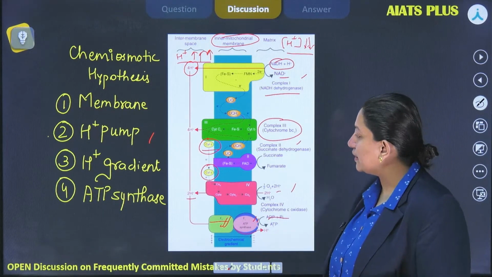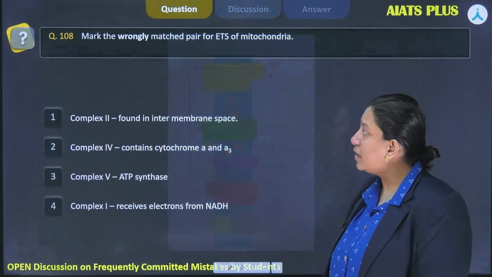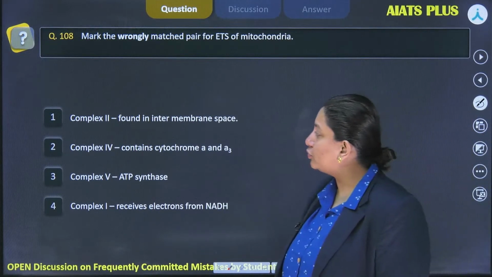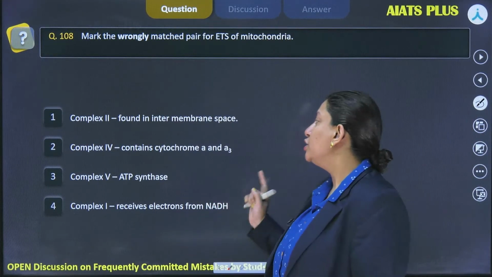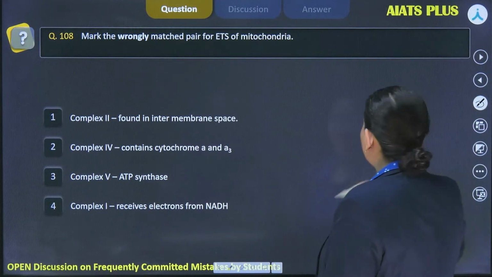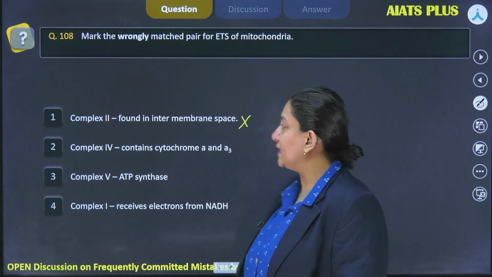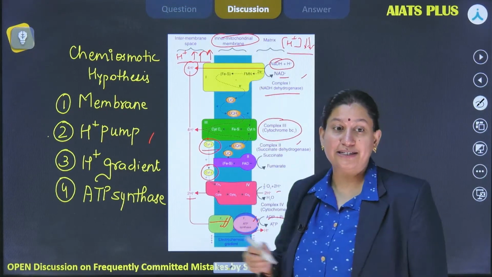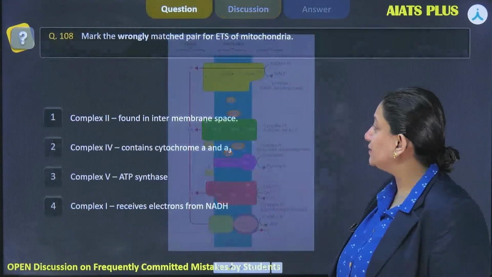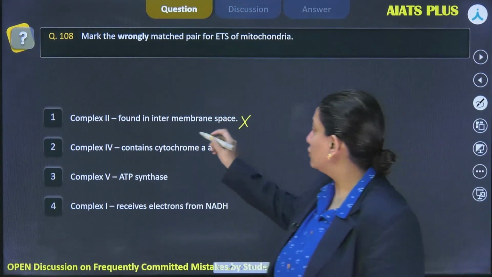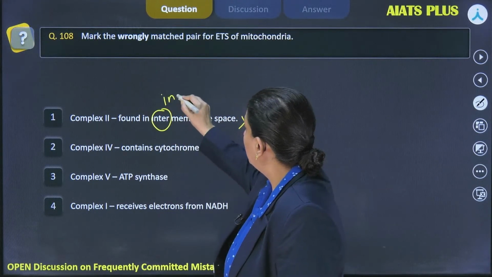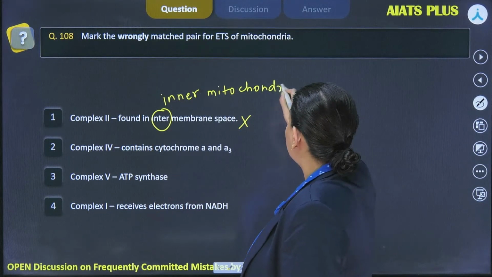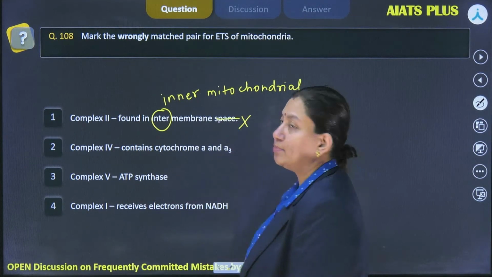So with this particular one, if we get back to the question, over here we have to mark the wrongly matched pair. So the first one is saying complex 2 is found in intermembrane space. So that's where it falls wrong, because complex 2, as we have seen over here, is present in the inner mitochondrial membrane. It is being embedded into it. So that is the reason why this is an incorrect option. So this is the inner mitochondrial membrane, not the intermembrane space, right?